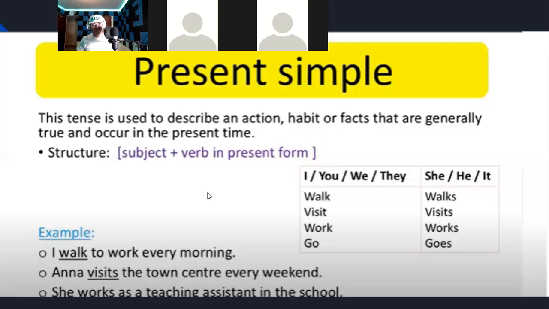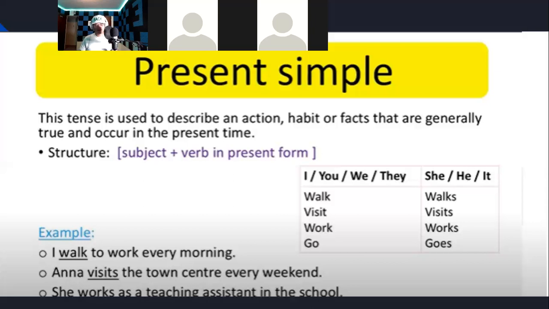And some examples of these are, I walk to school every morning. Anna visits, Anna is a she, so Anna visits the town center every day. I mean, every weekend. She works as a teaching assistant in the school. She works. Very simple, right?